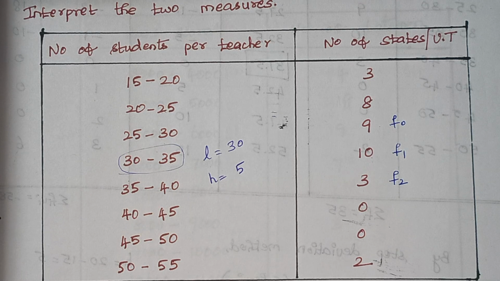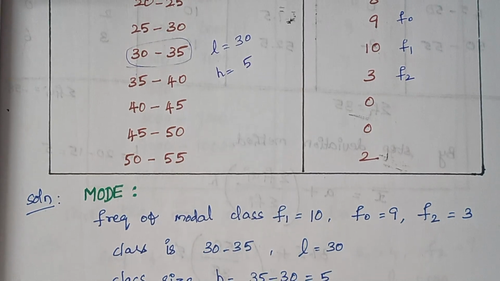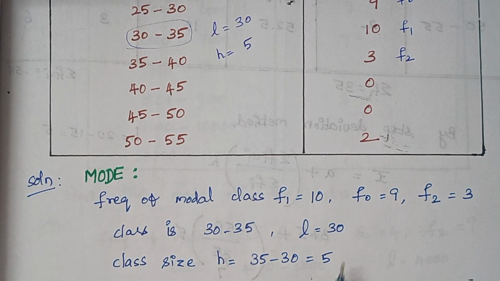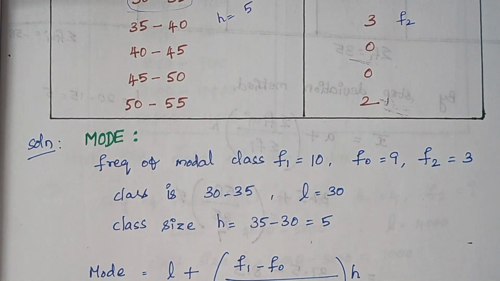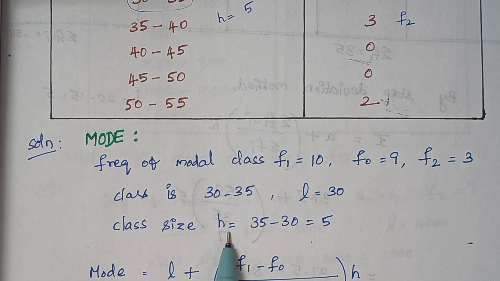Now we will substitute them in the formula. So just write what we have done now. We had written the values of F1, F0 and F2, and the respective class is the interval 30 to 35. Therefore, the value of L is 30 and the class size is given by H, which is nothing but the difference between the interval limits, which is equal to 5.